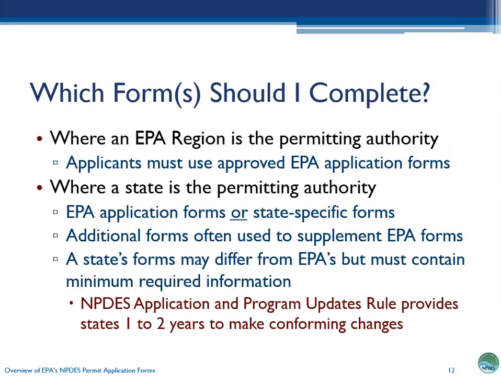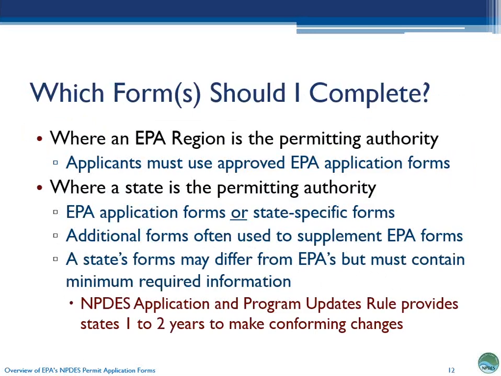All right, you've decided you need to apply for a permit, and you know when you must submit the application. You may now be wondering which forms you should complete. This will depend on several factors, including where your discharge is located. If the discharge is located in a jurisdiction in which an EPA regional office is the permitting authority, you are required to use the approved EPA application forms.